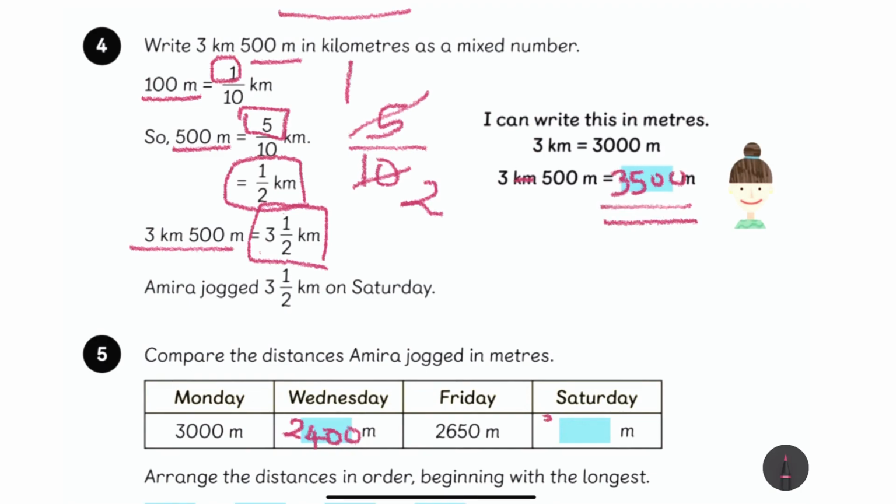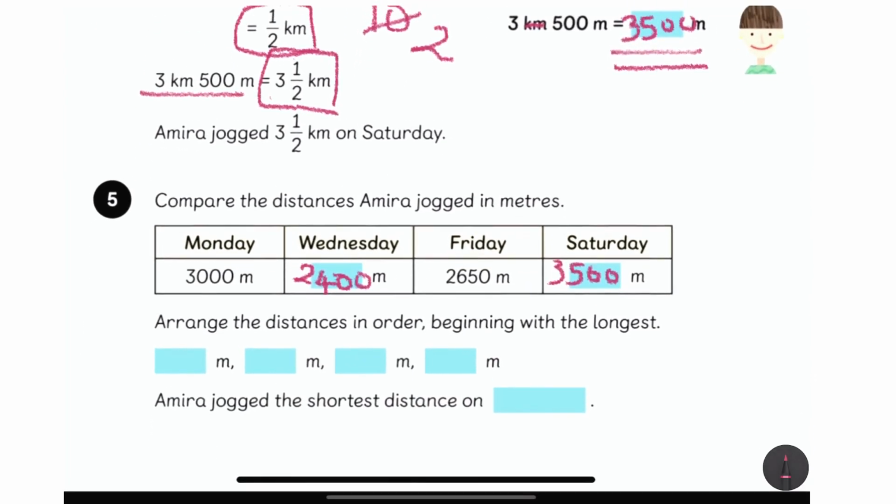Now they're saying arrange the distances in order beginning with the longest. Longest is the biggest. But of course, 35 is the biggest number. So I will write 3,500. Then I have my 3,000 because these both are in 2,000. So I will write 3,000 meter. Now of this, both are 2. I will look into the next number. What am I looking for? Again, the longest. So 6 is bigger or 4 is bigger? Yes, 6 is bigger.